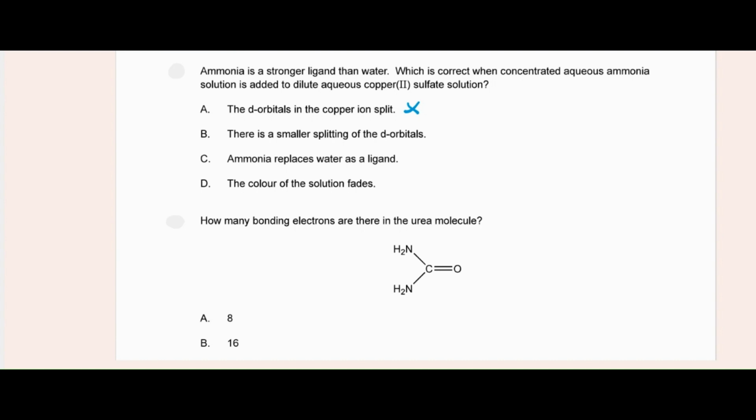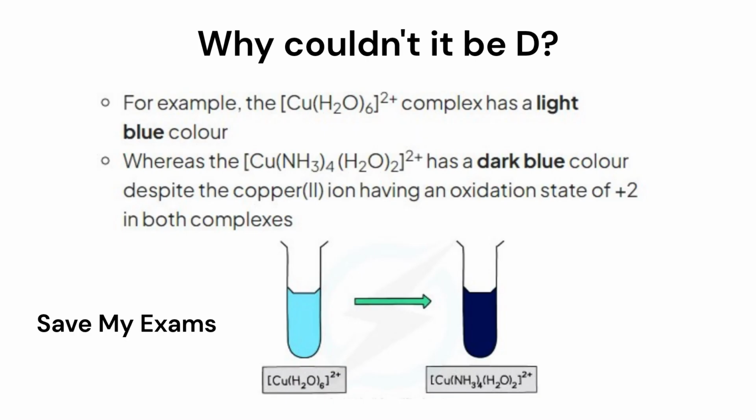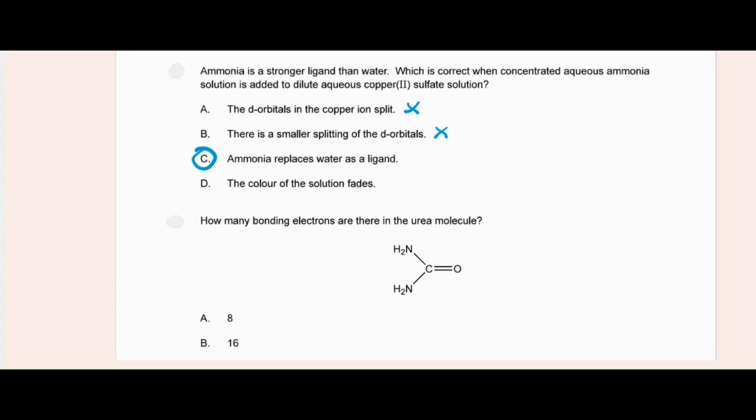With water there is a smaller splitting of the d orbitals. With ammonia, you have a bigger splitting of the d orbitals. The stronger the ligand, the bigger the splitting. So it won't be that. Ammonia replaces water as a ligand. Yes, it does. It does replace water as a ligand. So that will leave us with C.